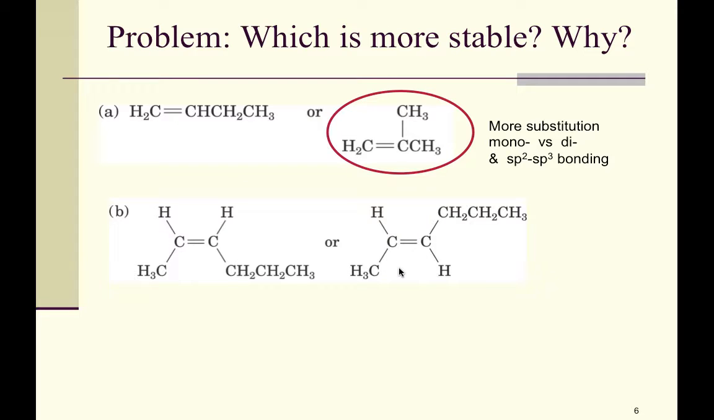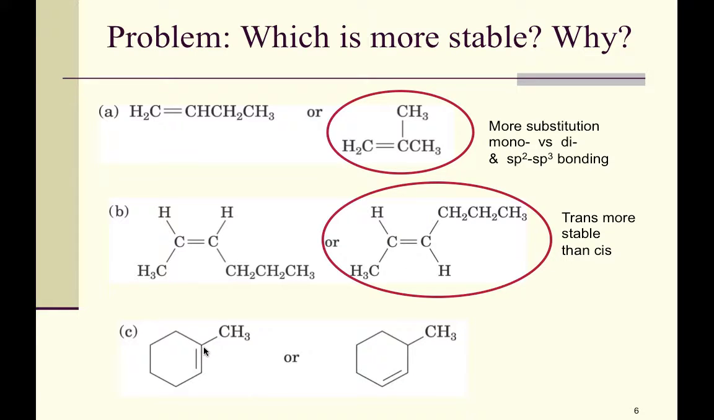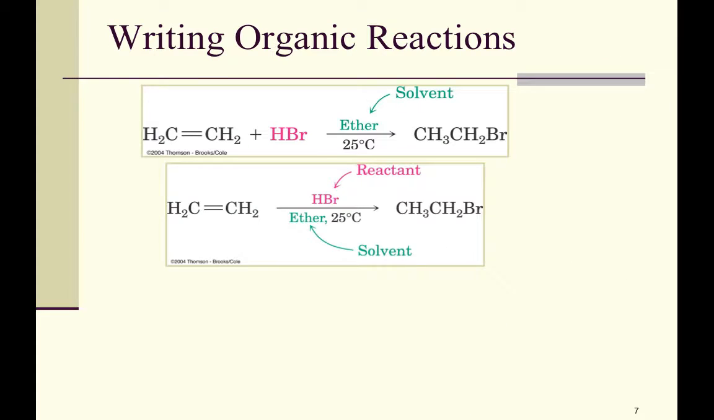For letter B, we are looking at cis versus trans. The trans was more stable. The number of R groups on this double bond on this side would be 2, and on this side would be a third one for 3. On this one, the number of R groups would be 1 on one side and 1 on the other for 2 total. We have a tri-substituted versus a di-substituted. This one's more stable.